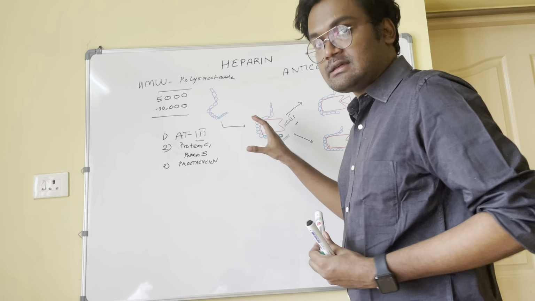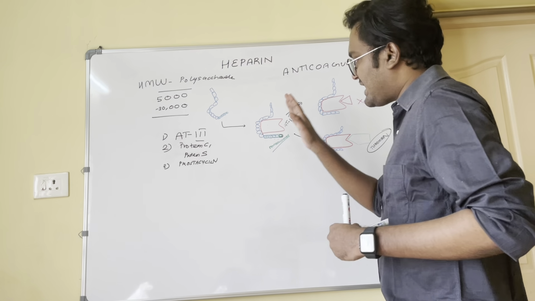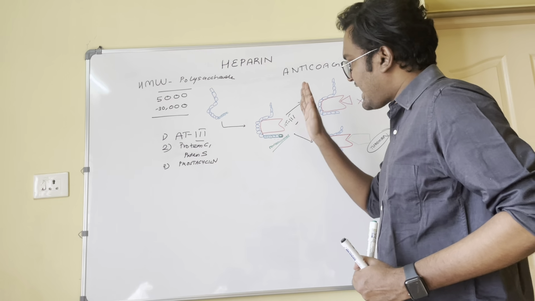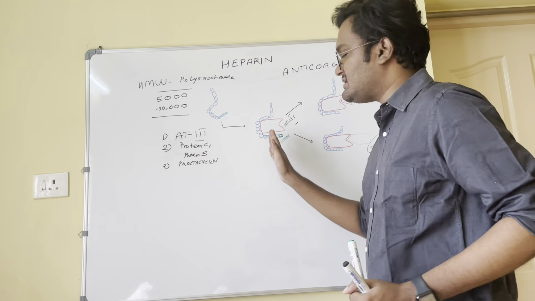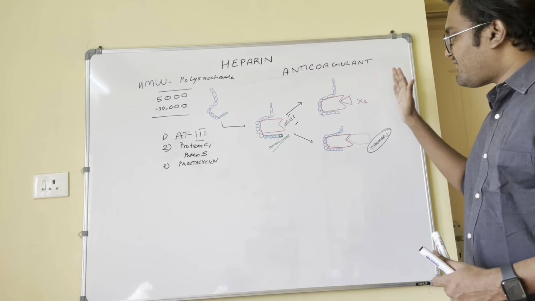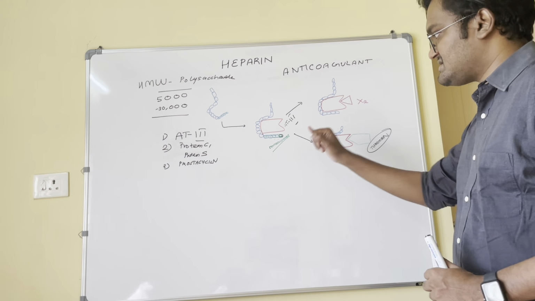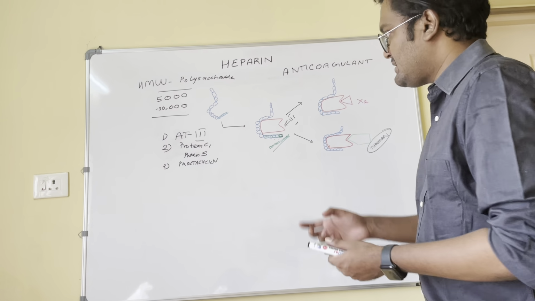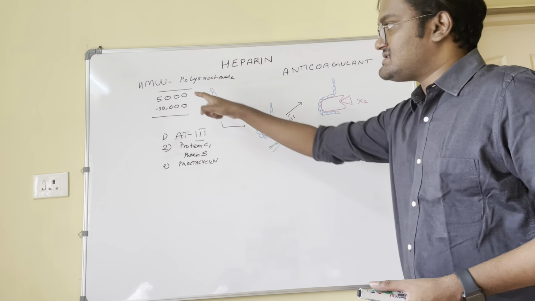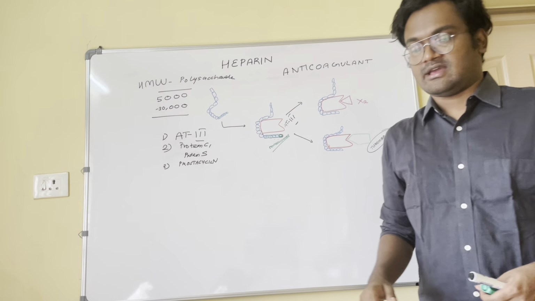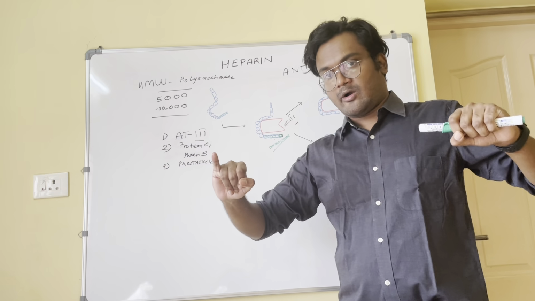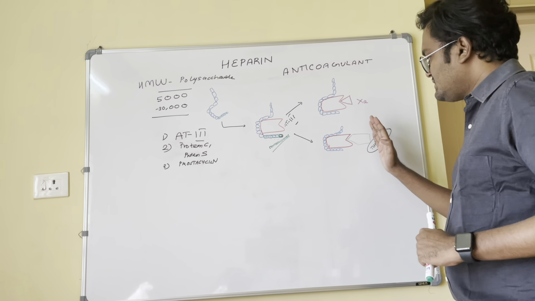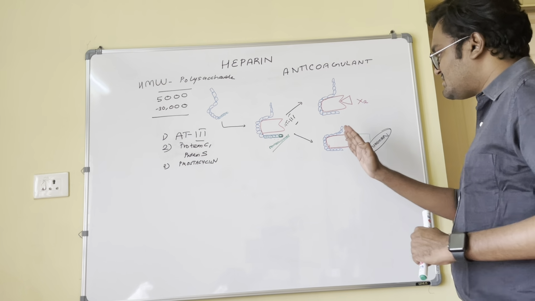This is actually the active part of the heparin chain. This pentasaccharide helps bind to antithrombin 3 and helps activate it, thereby inhibiting factor 10A and thrombin. So this is one point. There is another difference: this chain is long, more than 5000 kilodaltons. Only when the chain is long is it able to bind antithrombin 3 with thrombin.